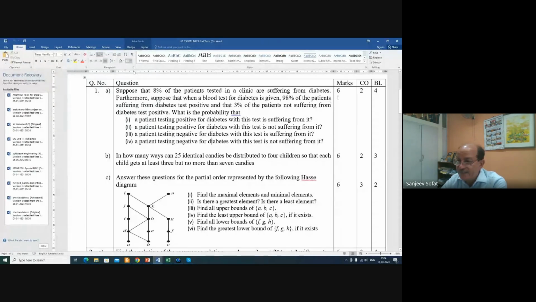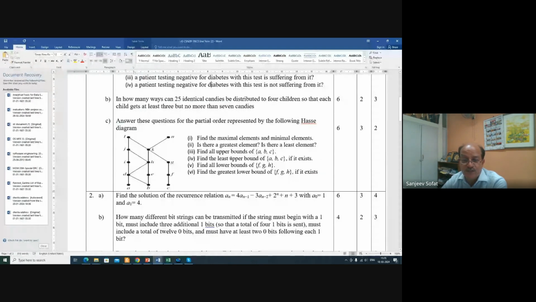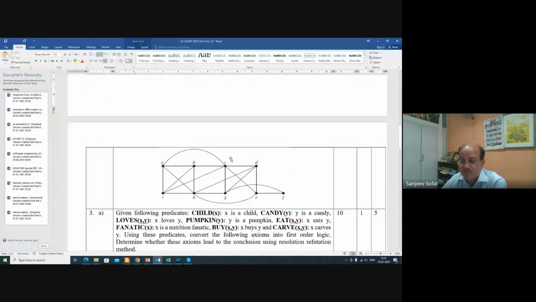Then second question, again, for each of the question, maybe A, B, C, we try to find out what's the marks, what is the CO, what is the Bloom's level there. So corresponding to each of the question, we have defined this.